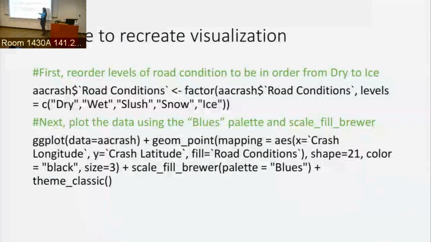The second part of this is to use scale fill brewer in this case. So before I showed you the option of scale color brewer. Here, because we're varying the road conditions variable with that fill parameter, we need the scale fill brewer option. In this case, the palette I was using was called blues, so you just say palette equals blues in quotations. And then I just used the classic theme, so theme classic, to get the white background.